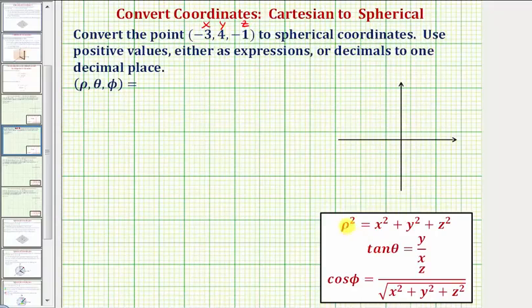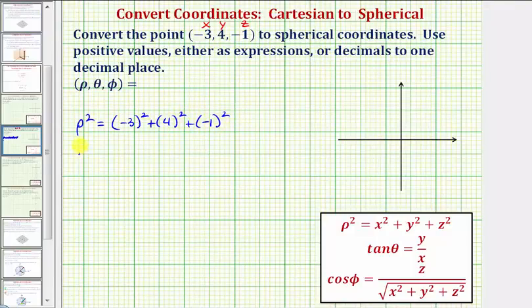Let's begin by determining rho, where rho squared is equal to x squared plus y squared plus z squared. So we'd have rho squared equals (-3) squared plus 4 squared plus (-1) squared. So we have rho squared is equal to 9 plus 16 plus 1. So rho squared is equal to 26.